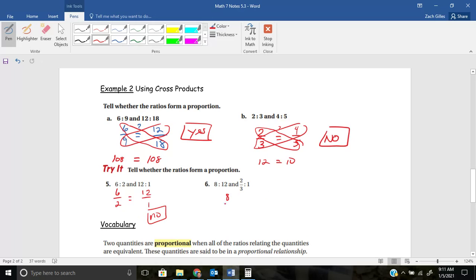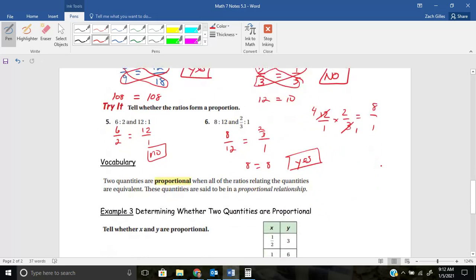The next one, 8 to 12, does that equal 2/3 over 1? Well, 8 times 1 is 8, and what's 2/3 times 12? 12 over 1 times 2/3. I would simplify first, so divide each by 3 would be 4 and 1. Multiply across would be 8 over 1. So does 8 equal 8? Yes, it definitely does. Okay, so no for number 5, yes for number 6.